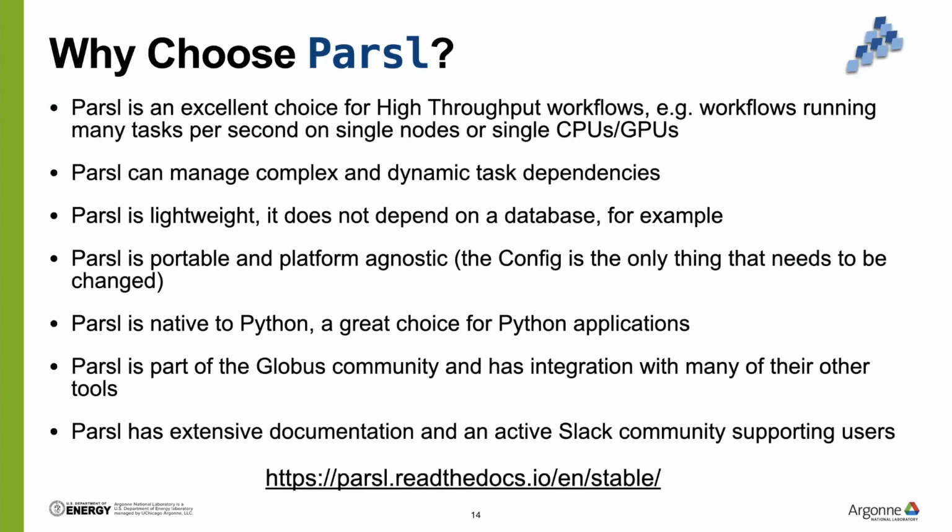So just a few concluding thoughts about what Parcel is good for. As the questioner noted, it's maybe not great for multi-node MPI jobs, but it can be a good choice if you're running a very high throughput workflow where you're running many tasks per second on single nodes or single CPUs, GPUs. There are many advantages, and they're listed here.